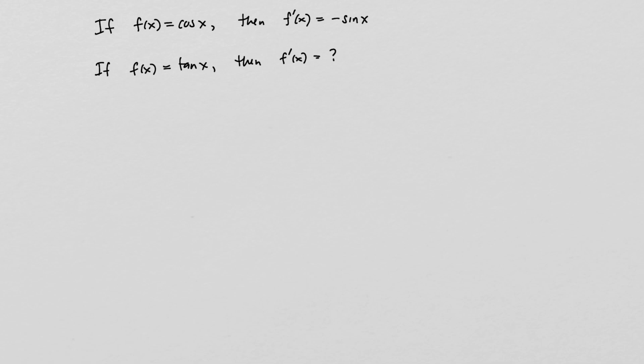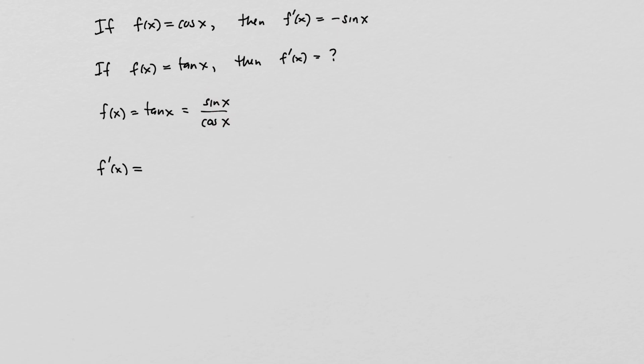So if f of x is equal to tangent of x, what is its derivative? Now we're going to use a slightly different technique here. So let's start with f of x is equal to tangent of x. And let's remember that we can rewrite this as the sine of x divided by the cosine of x. And now if I want to know the derivative of tangent, I can simply apply the quotient rule to this fraction.